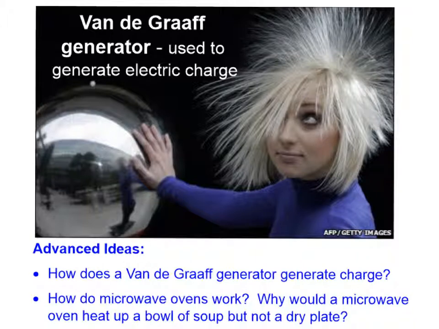And last, a Graaff generator is oftentimes used in physics just to generate electric charge. You can see in this picture what happens. This person is insulated from the ground and they are touching the dome of this Graaff generator here. And their hair is standing out on end. Why? Because the strands become charged and they then repel each other. That hair is trying to get away from each other.